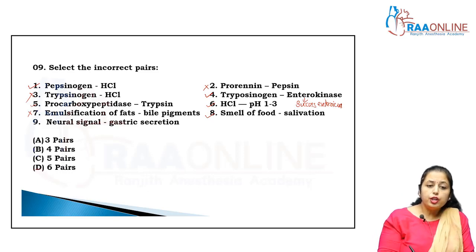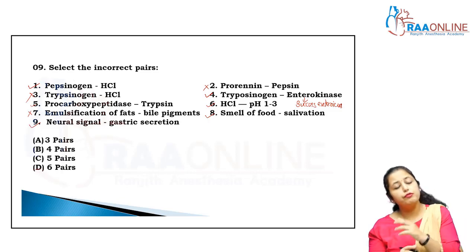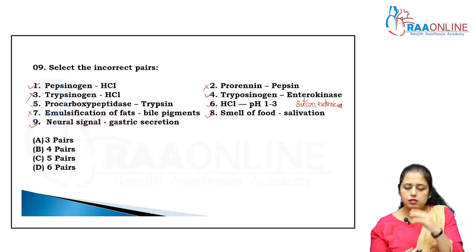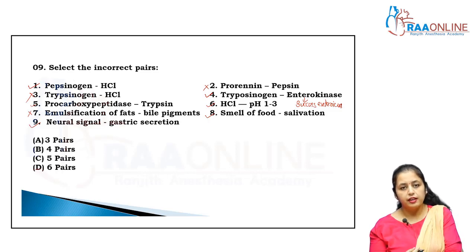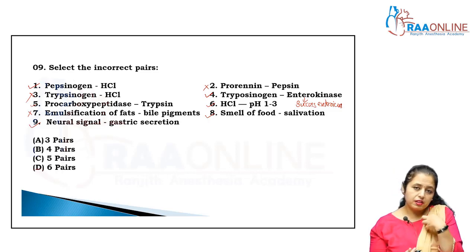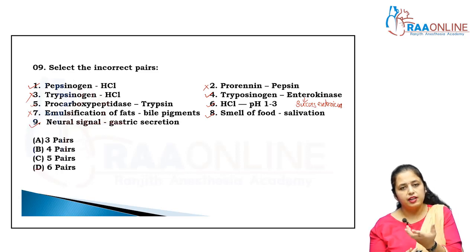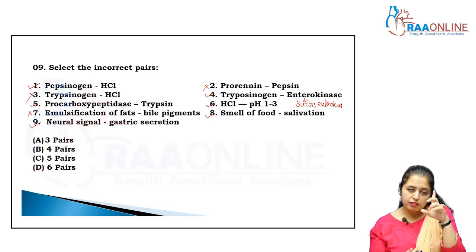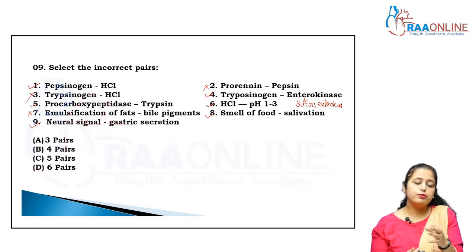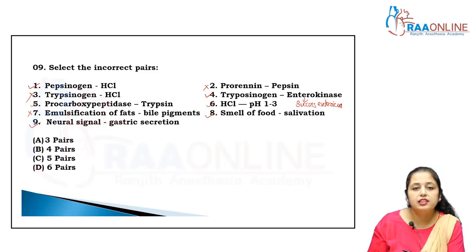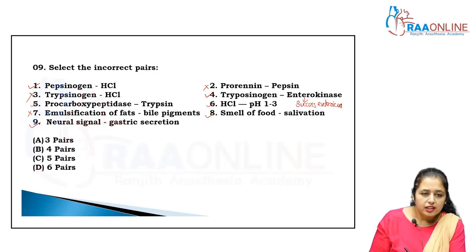So it's strong. Neural signals, gastric secretion: exactly by hearing about your favorite food and just thinking of that, our parasympathetic nervous system gets activated, and salivation starts. And due to that, G cells in the gastric glands are also stimulated by the parasympathetic nervous system. So G cells are activated to secrete the gastrin hormone, and that gastrin hormone stimulates the other gastric glands. So this is also right.